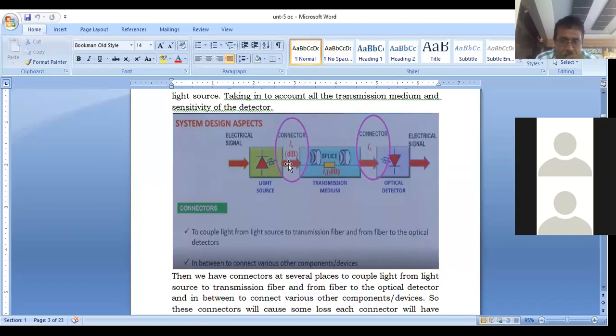Similarly, if we take splices, what are splices? In fiber communication, to connect one fiber to another fiber, we require splices. These splices also suffer from losses. For example, each splice has 1 dB loss.